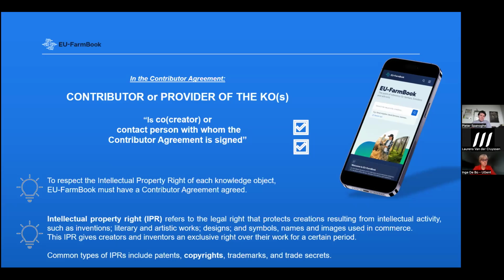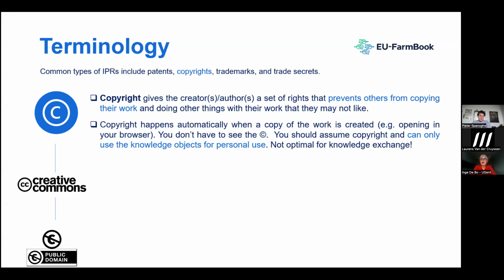period. And if you think about common types of intellectual property rights, I'm sure you know about patents, about copyrights, about trademarks and trade secrets. So if we have a closer look now, of course, the EU-FarmBook platform is not looking at patents. We are looking for knowledge that is relevant for agriculture and forestry communities.